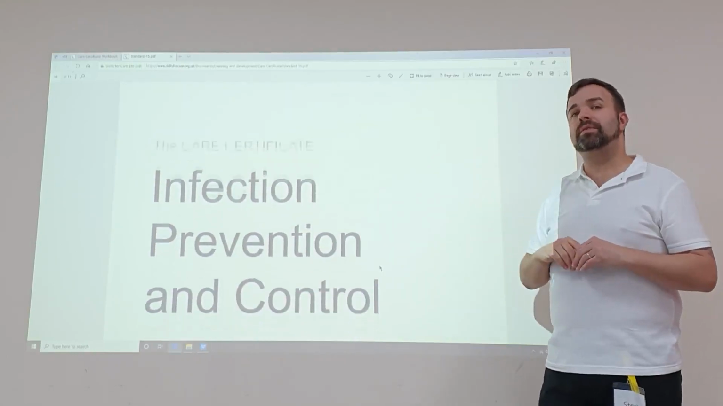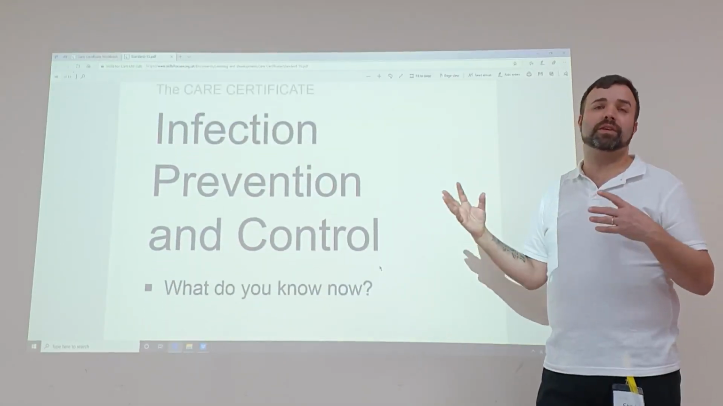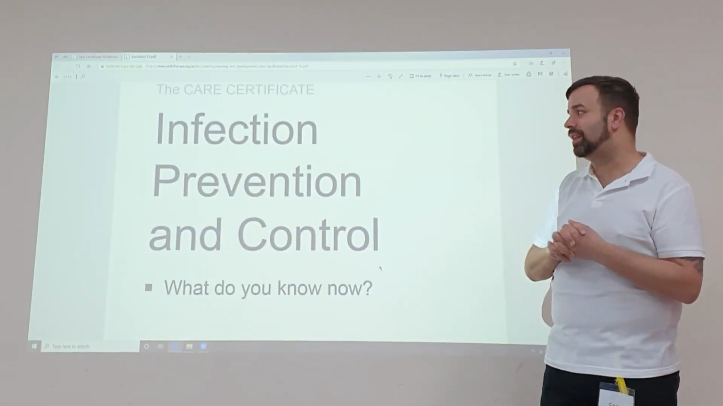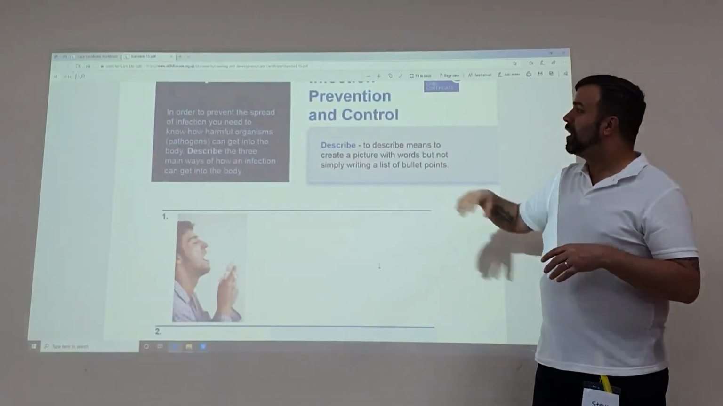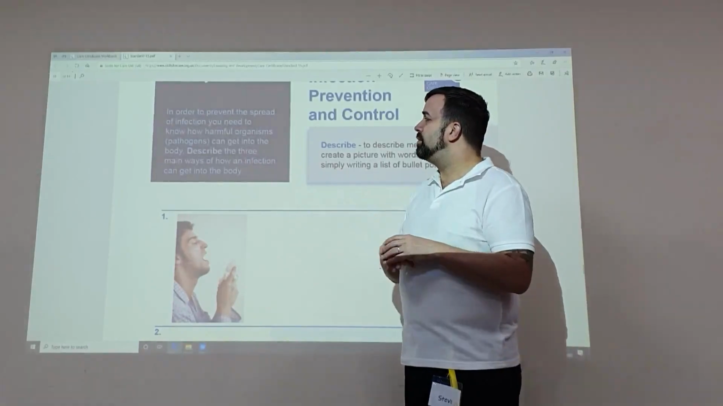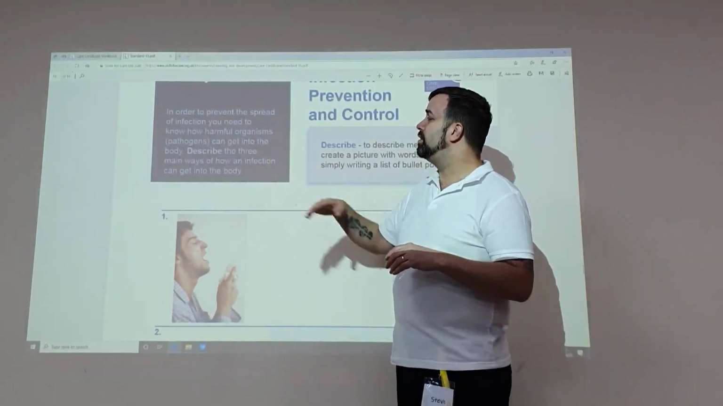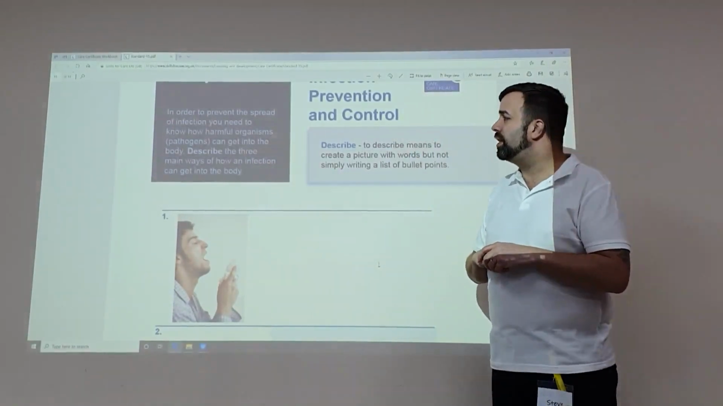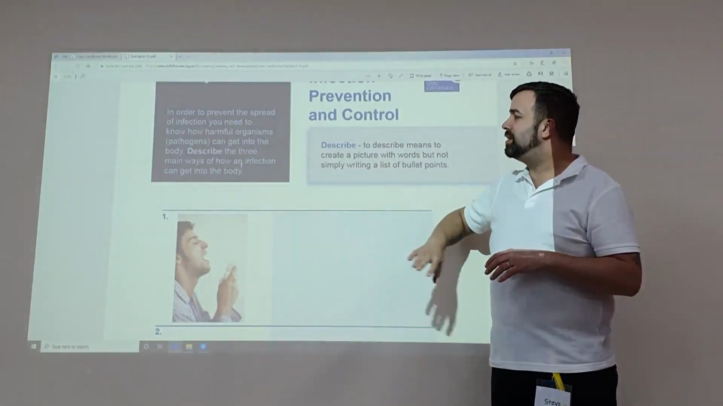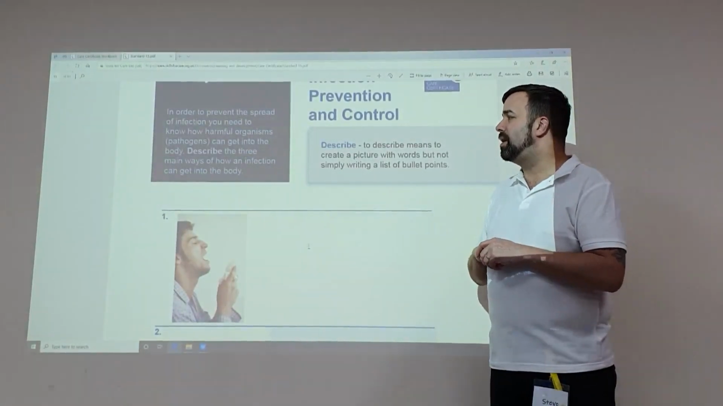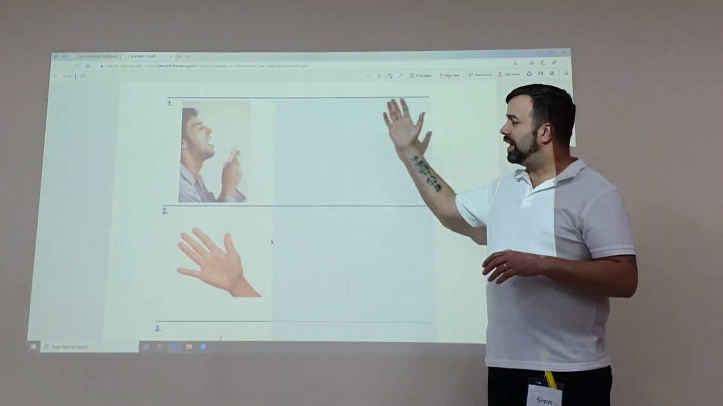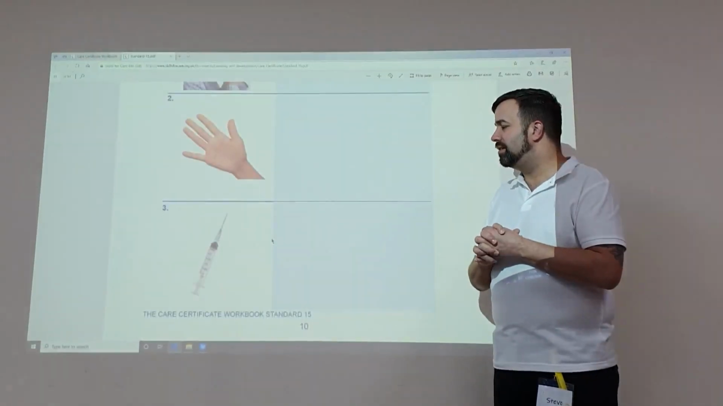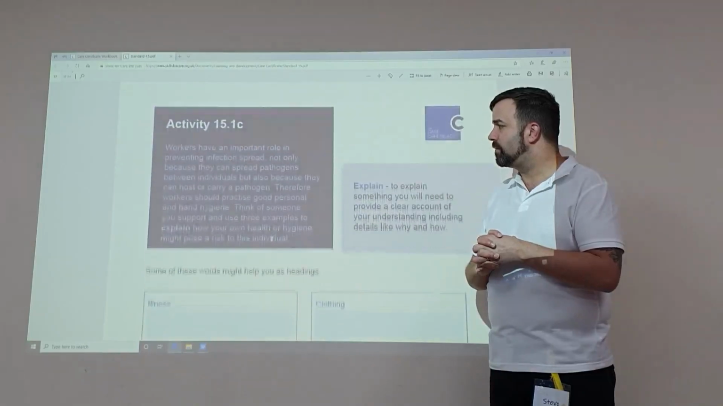So let's look at some of the knowledge requirements you need to now finish your Care Certificate and complete Standard 15. So here, in order to prevent the spread of infection, we need to know how to deal with harmful organisms and pathogens. Describe three ways in which an infection can get into the body. So again, here we just need to list three ways in.